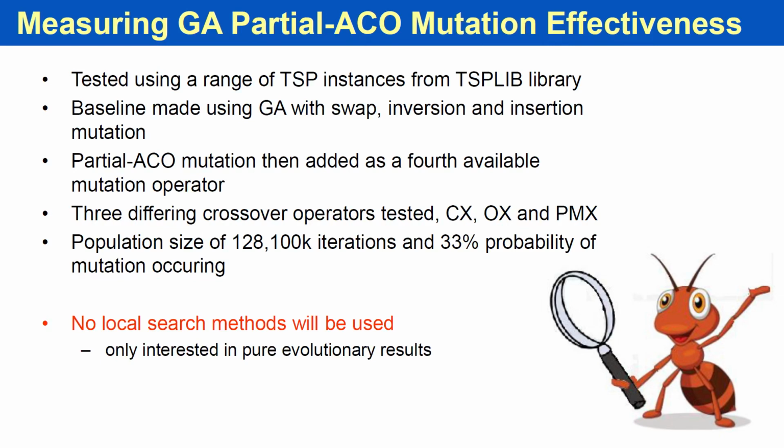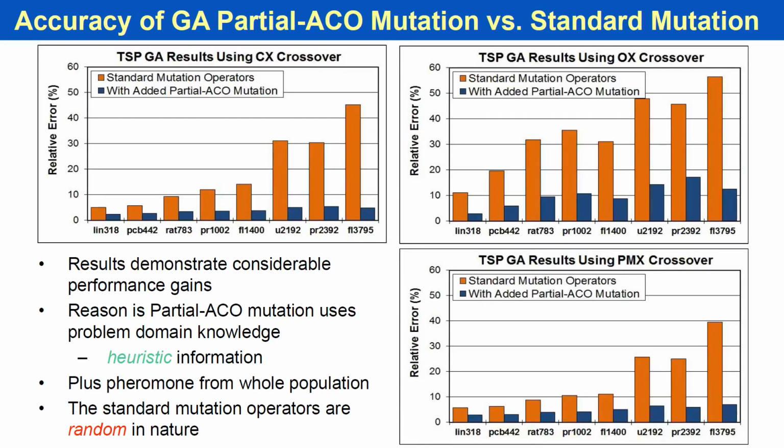We're only interested in the pure evolution results. And we can see from the results here, in terms of the relative error, that the Partial-ACO mutation in a GA generates far higher quality solutions than using just the standard mutation operators. The results of the standard GA are quite poor, getting up to almost 50% error, whereas certainly with the CX crossover, the Partial-ACO mutation is within a few percent of the optimal solution. The reason for this is that Partial-ACO mutation uses problem domain knowledge, the heuristic information, plus pheromone from the whole population rather than just looking at a couple of individuals, whereas standard mutation operators are random in nature.